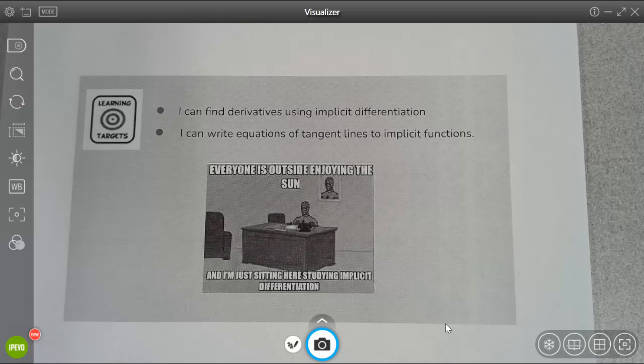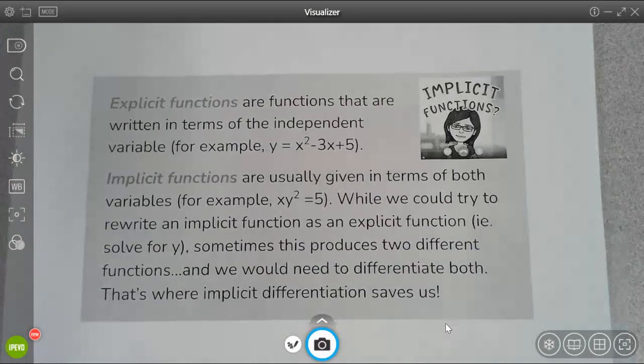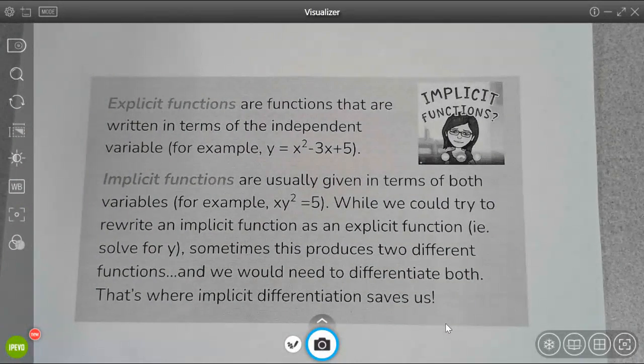Now, before we can accomplish these goals, let's try to understand exactly what we are talking about when we're looking at implicit functions. So far this year, all of the functions that we've been working with have been written in terms of the independent variable. So for example, they've all been written in terms of y equals f of x, like the example I gave there, y equals x squared minus 3x plus 5.